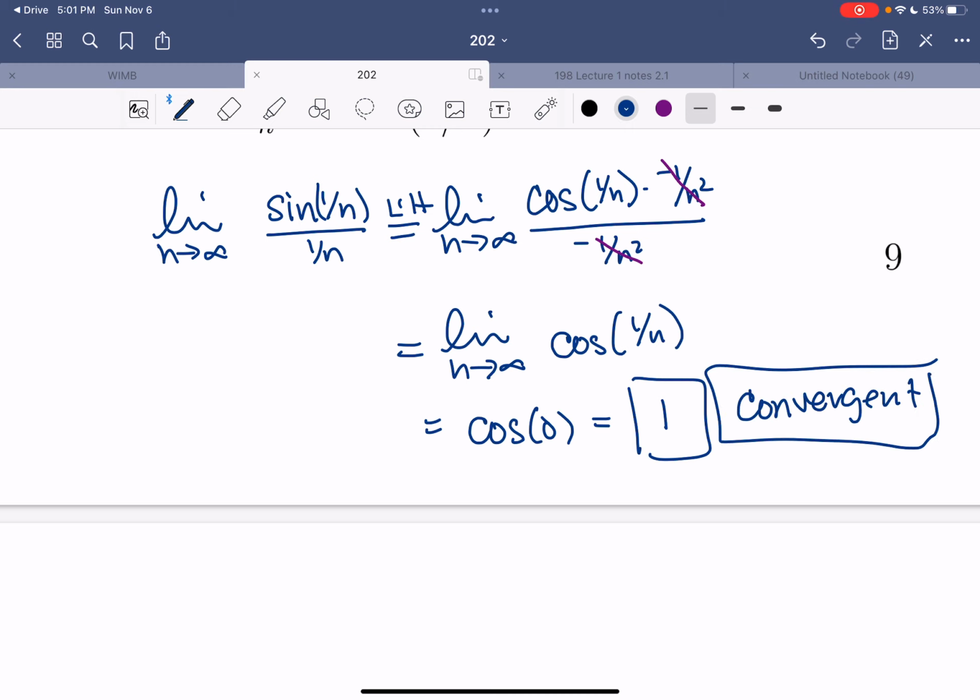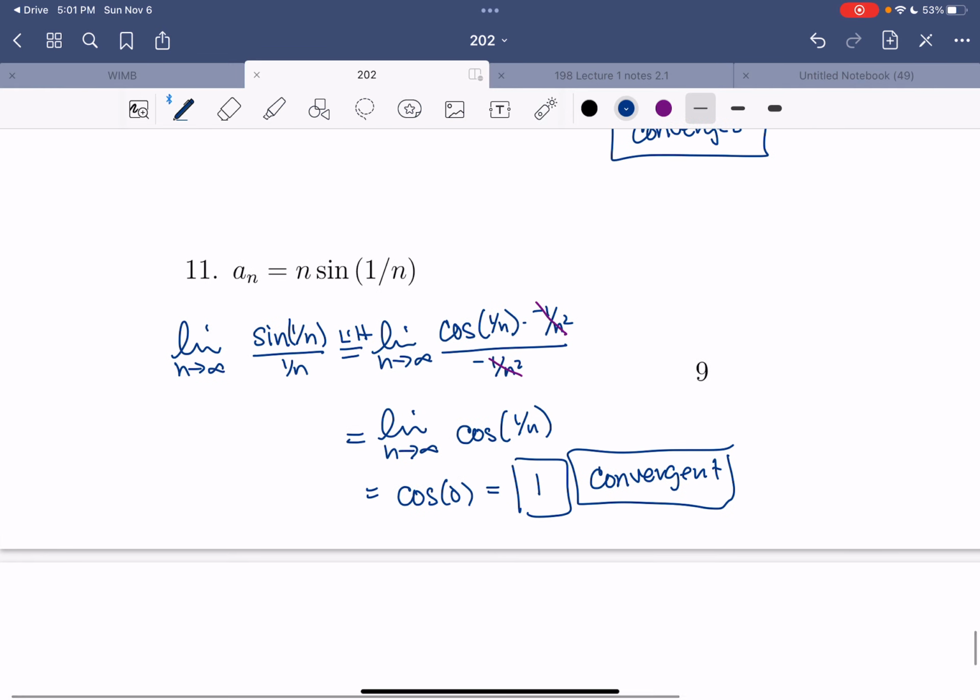Okay, so the moral of the story, when it comes to sequences, the key thing is that you're always going to look at the limit. You always look at the limit, you know you're going to get things right.